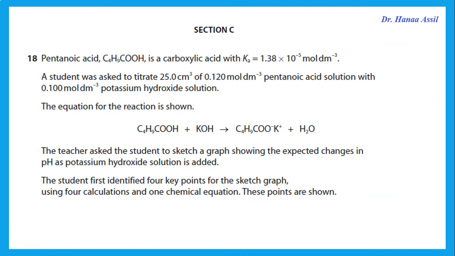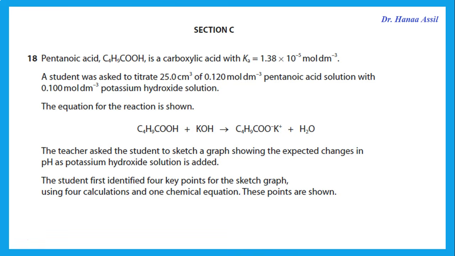Question 18. Pentanoic acid is a carboxylic acid with a Ka of this value. A student was asked to titrate 25 cm³ of 0.12 mol/dm³ pentanoic acid with 0.1 mol/dm³ potassium hydroxide. This is the equation. The teacher asked the student to sketch a graph showing the expected changes in pH as potassium hydroxide is added. So we have the acid, pentanoic acid, in the flask, and we're adding the base from a burette, and we are trying to determine where we have expected pH changes.